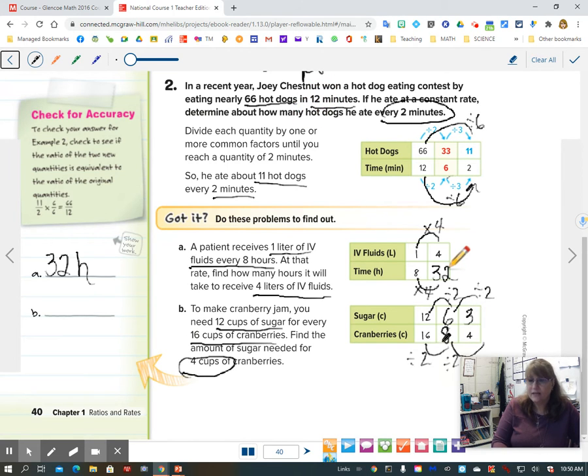Okay? Now again, I could have done 16 divided by 4 because 2 and 2 is 4, and 2 times 2 is 4 here. So they're going to need 3 cups of sugar. 3 cups of sugar to get 4 cups of cranberries. Okay?